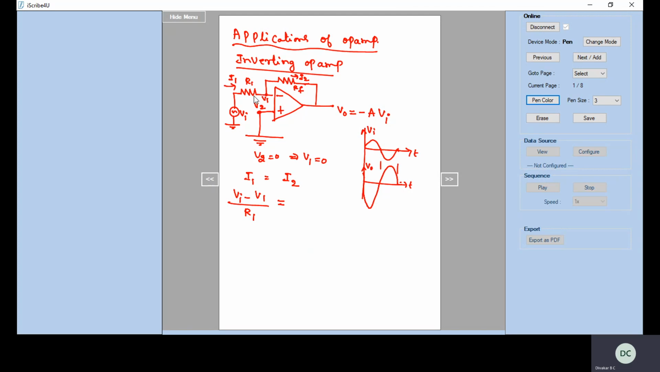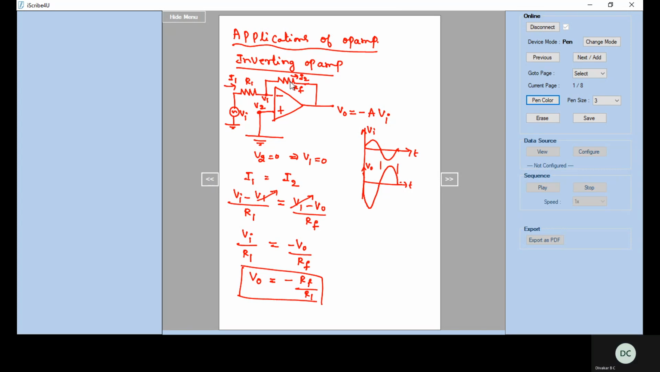Similarly I2. I2 is nothing but, see here, you are going to take the potential difference between these two. The potential difference here is V1 minus V0 divided by RF. But due to the concept of the virtual ground, V1 is equal to 0. So therefore, equating Vi by R1 equal to minus V0 by RF, which implies that V0 is equal to minus RF by R1 into Vi. So this is the output voltage.